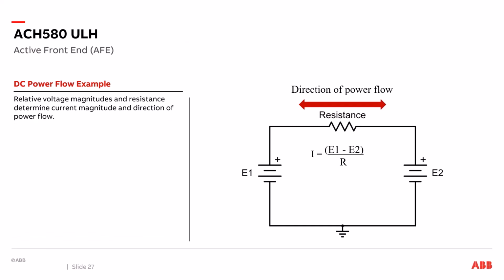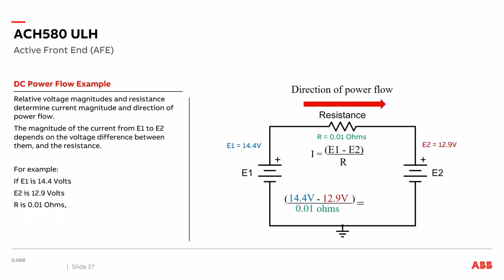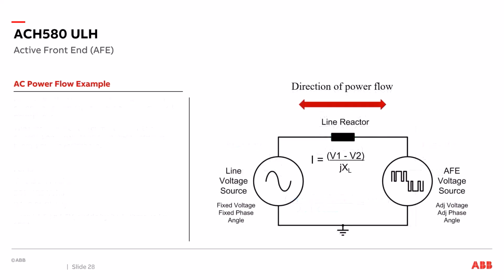Looking at a DC power supply, relative voltage magnitudes and resistance determine the current magnitude and direction of power flow. The magnitude of the current from E1 to E2 depends on the voltage difference across the resistor between the 2 power supplies. For example, if E1 is 14.4 volts and E2 is 12.9 volts, the direction of power would be from E1 to E2. If R is 0.01 ohms, we can calculate that the current from E1 to E2 would come out to 150 amps. Let's look at AC power flow for an example.